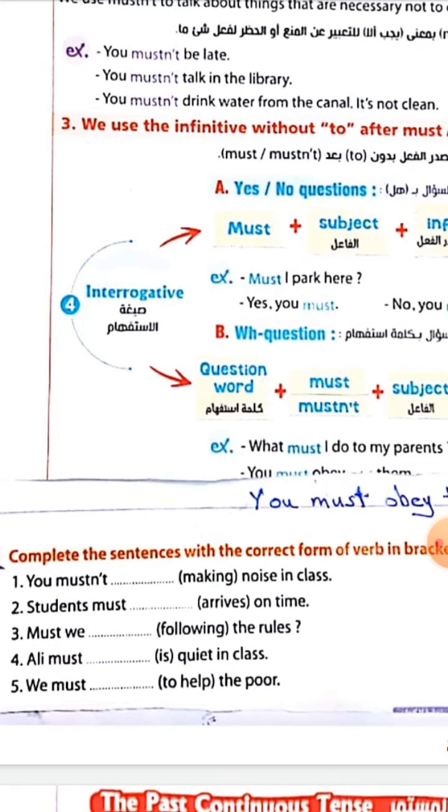You mustn't making noise in class. Mustn't plus infinitive. You mustn't make noise in class. Students must arrives on time. Must plus infinitive, so students must arrive. Must we following the rules. Must plus infinitive, so must we follow.